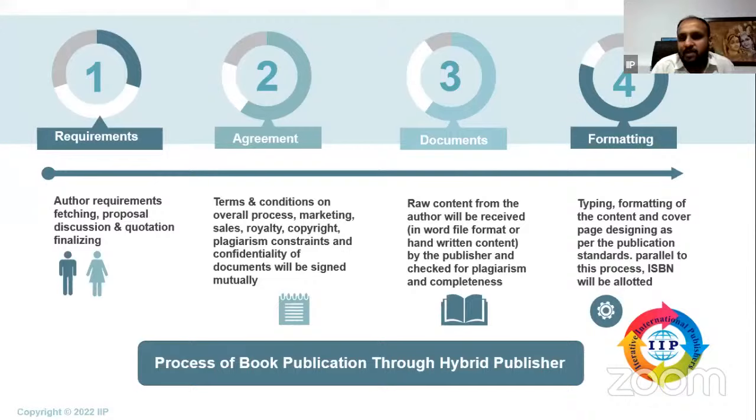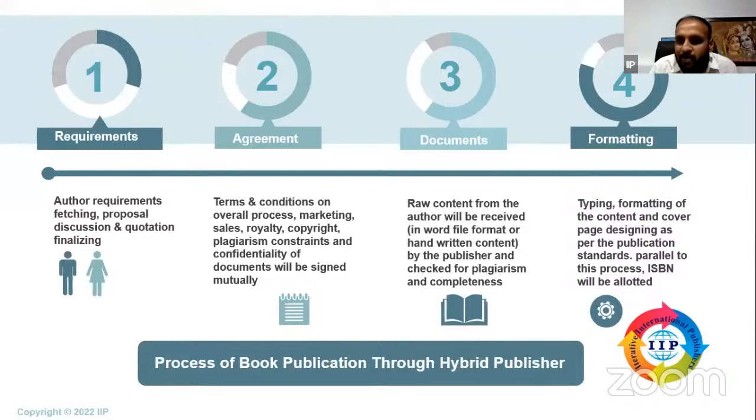That is the fourth stage. In the formatting stage, it may include typing, because a few authors may give handwritten content, so it may require typing and formatting of the content, and also the cover page designing as per the publication standard. We will know the publication standard, like the size of the books, the size of the content, how the headings, how the subheadings, and how the images should be formatted. These all will be handled from the publisher end.